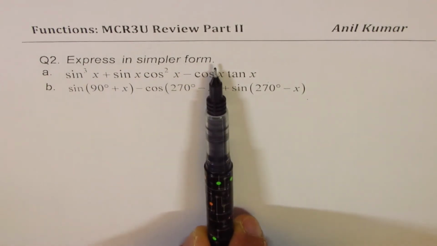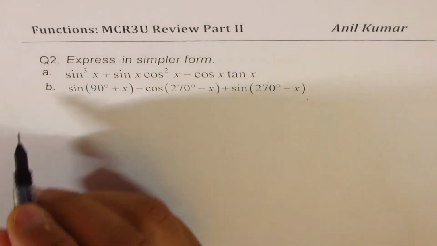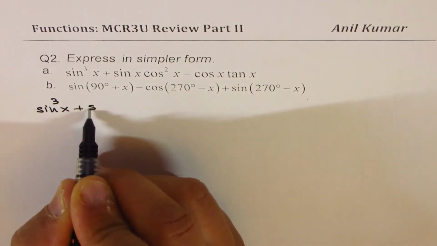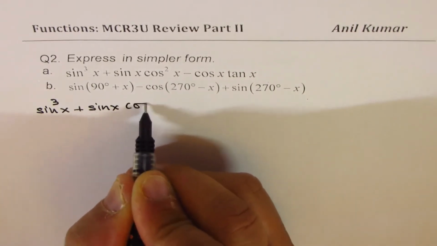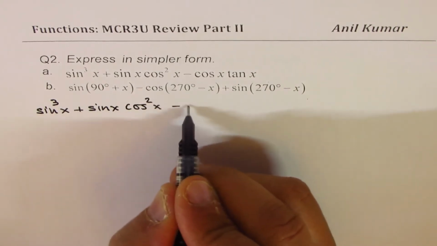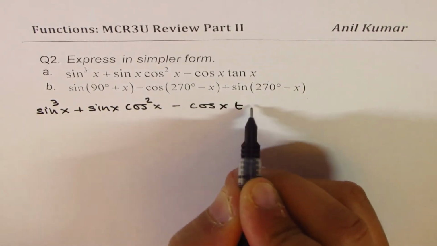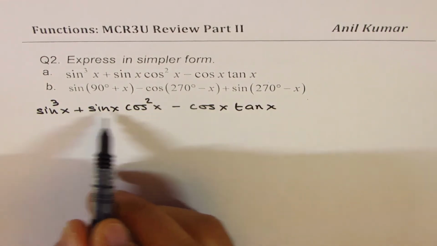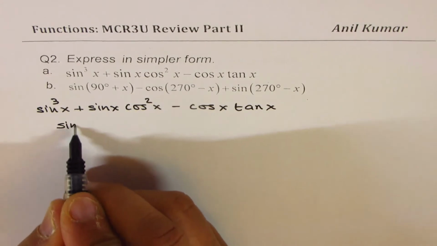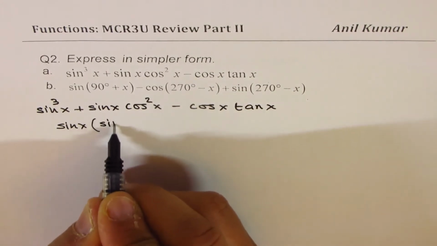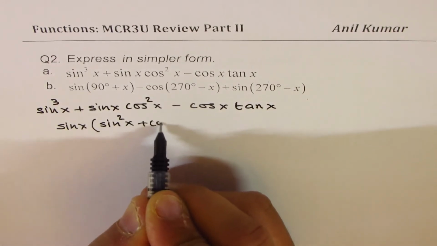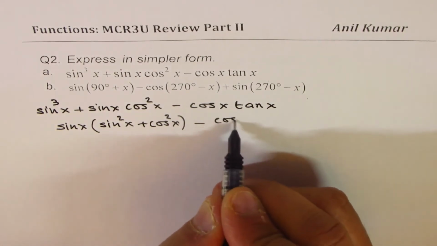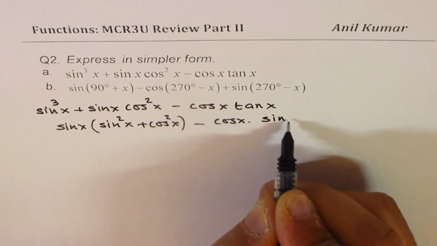Express in simpler forms. So we have two equations here. Let me rewrite: sine cube x plus sine x cos square x minus cos x tan x, correct? So you could take sine x common in the first two. So we get sine x as common, and we get sine square x plus cos square x. And here we'll write tan as the ratio of sine and cosine. Perfect.